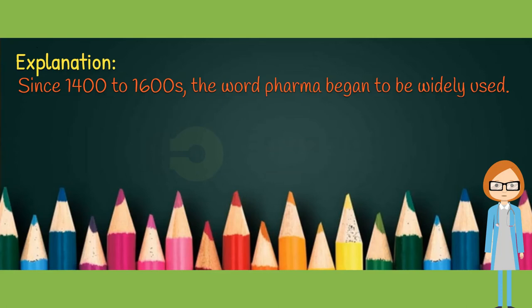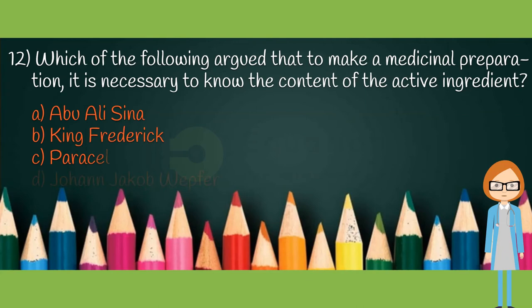Question 12. Which of the following argued that, to make a medicinal preparation, it is necessary to know the content of the active ingredient? Option A, Abu Ali Sina. Option B, King Frederick. Option C, Paracelsus. Option D, Johann Jakob Wepfer.